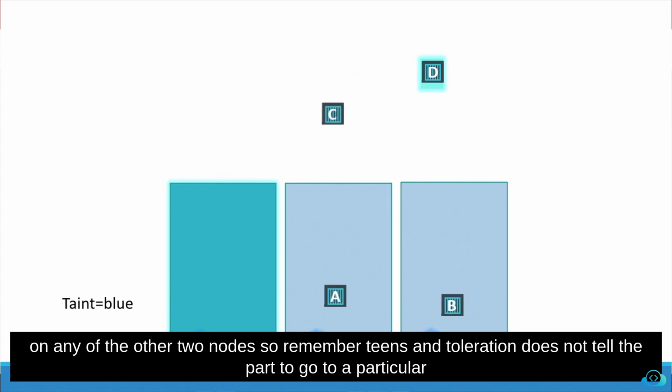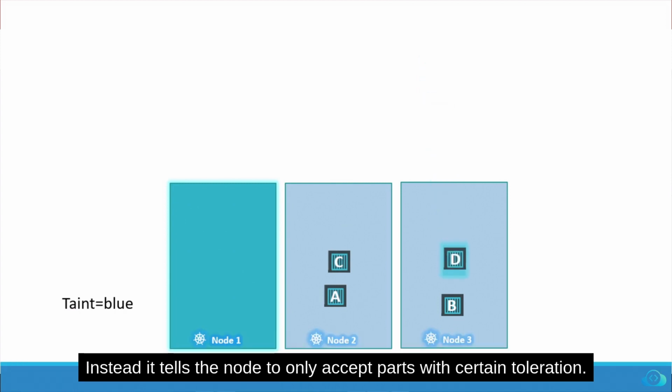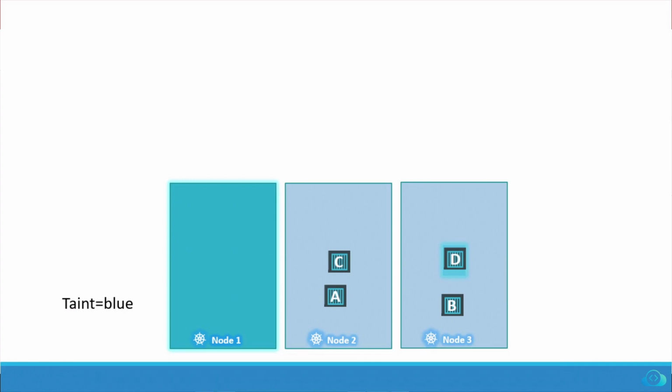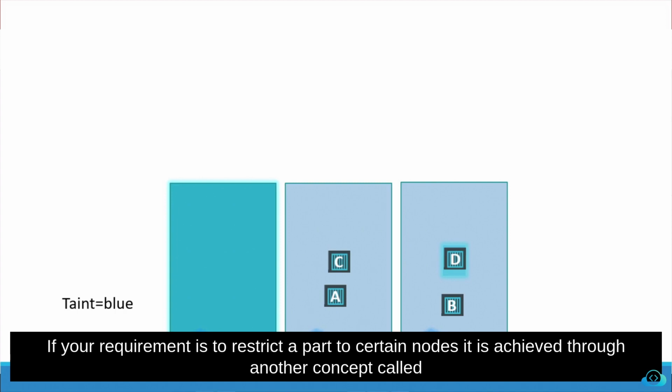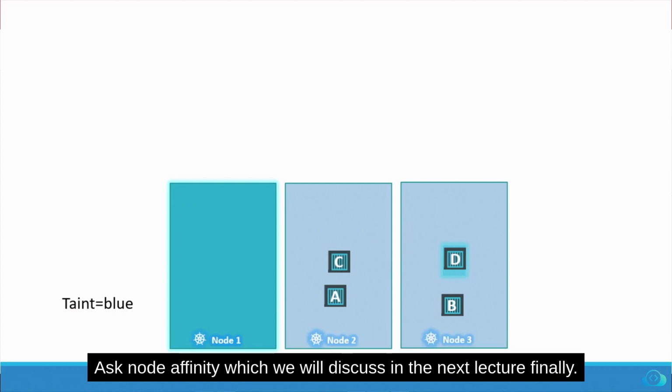So remember, taints and tolerations do not tell the pod to go to a particular node. Instead, it tells the node to only accept pods with certain tolerations. If your requirement is to restrict a pod to certain nodes, it is achieved through another concept called node affinity, which we will discuss in the next lecture.